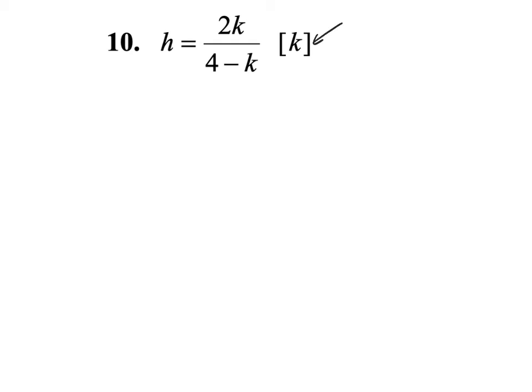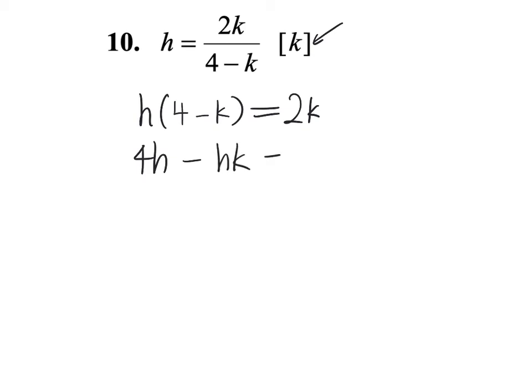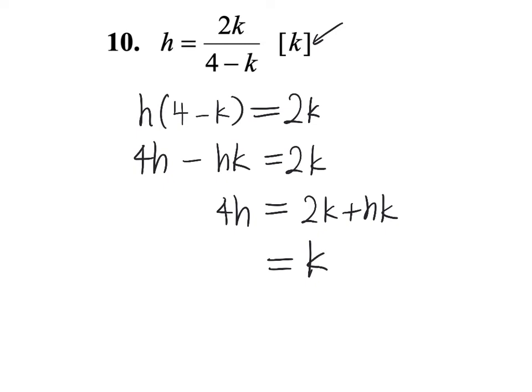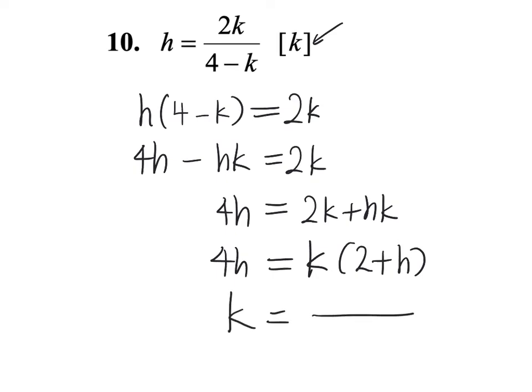This time you can see k is in the denominator as well as the numerator. So just do the expansion first like this, and then you put the term with k together. So you have 2k plus hk, and then take out k, okay, factorize it. So you have k equals to like this, and then k equals to 4h divided by (2 plus h).